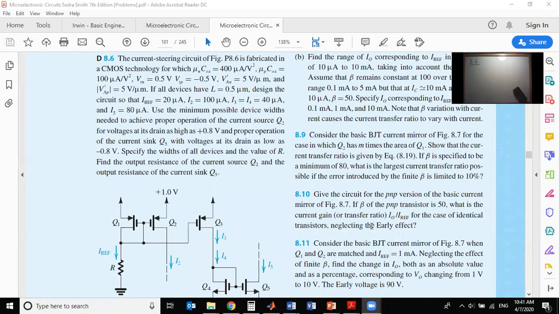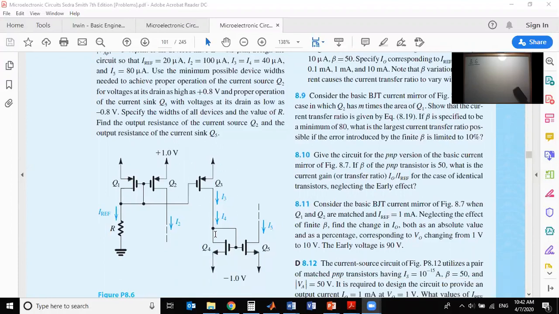It's a design problem. When you see the D next to the problem, it means that it's a design. So most likely you're going to find W over L, W or L, find R, find the parameters or the components in the circuit. Okay, so you have a current steering amplifier here, or a current source, and it's fabricated in CMOS technology. When you see CMOS, it means complementary metal oxide. So you have both PMOS and NMOS.